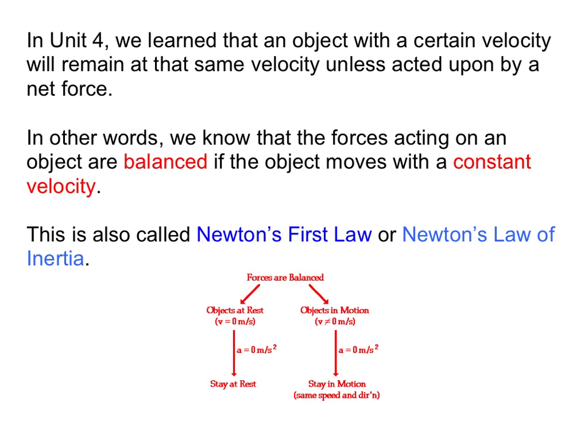So thus far in Unit 4, we learned that an object with a certain velocity will remain at that same velocity unless acted upon by a net force. In other words, we know that the forces acting on an object are balanced if the object moves with a constant velocity. This is also called Newton's first law, or Newton's law of inertia.